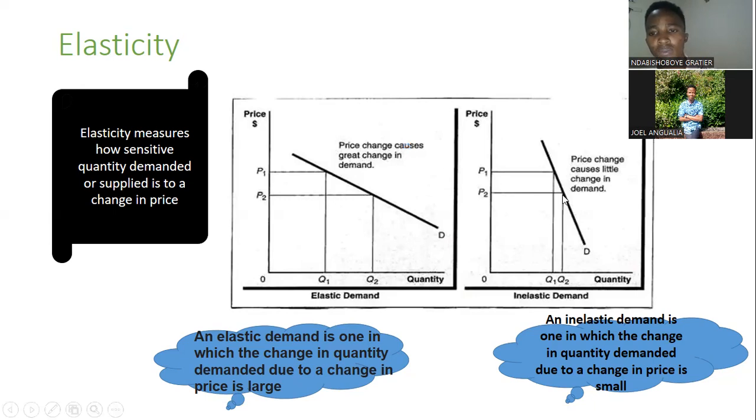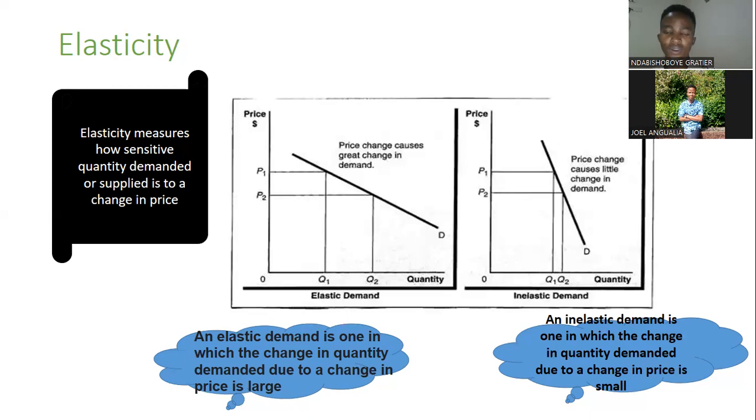And in this case too, it is inelastic demand. Price change causes a little change in demand. This is a scenario where a price may change, but the quantity demanded will slightly reduce. Take for example salt. If salt was at 500 before, but now it changed to 700, do you think people reduced their consumption of salt?